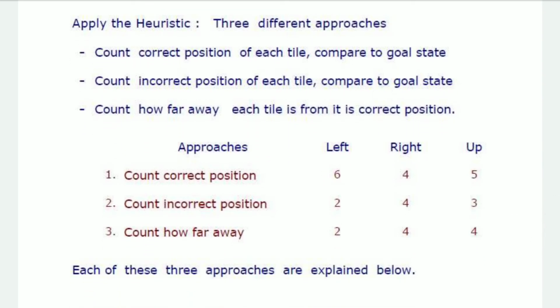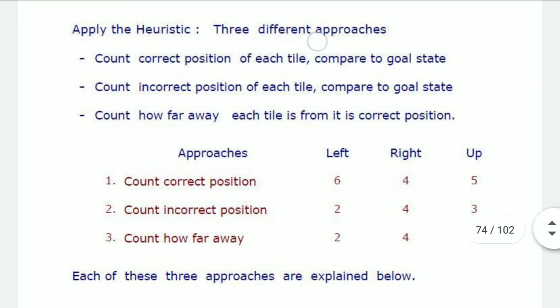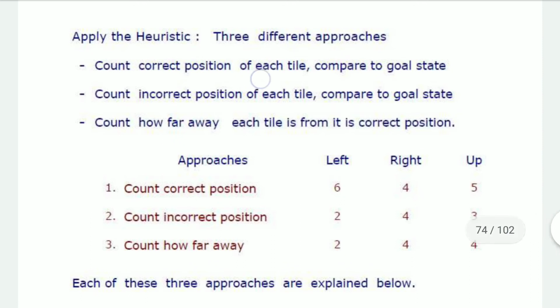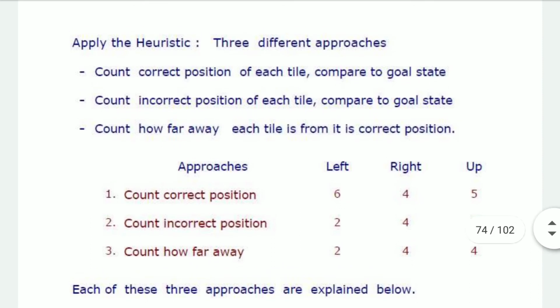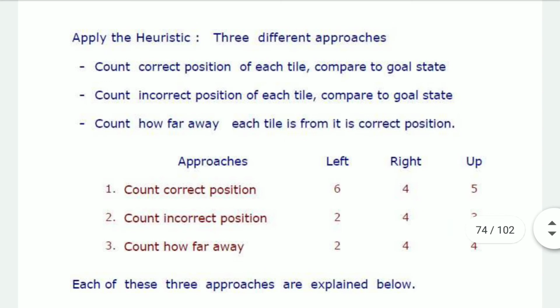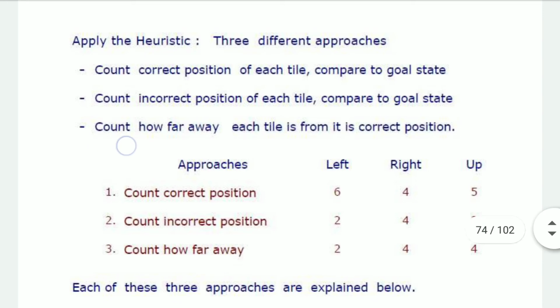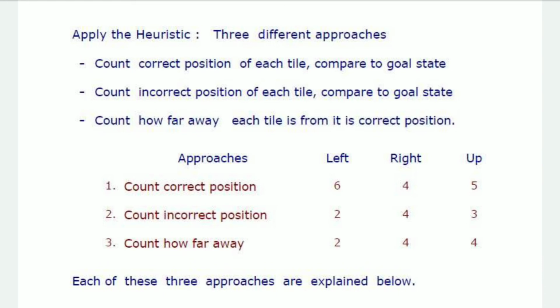Now by applying the heuristics, there are 3 different approaches that can be achieved. One of the approaches we have seen now. What are the rest 2 approaches? Let us talk about all the 3 approaches. The first approach is to count the correct position of each tile compared to that of the goal state. Count the incorrect position, again the same thing, of each tile compared to that of the goal state. Count how far away each tile is from its correct position, right?